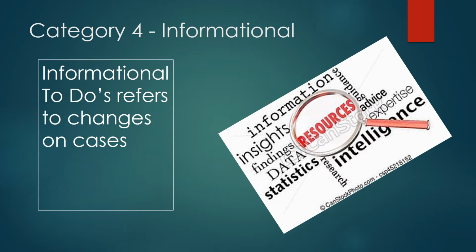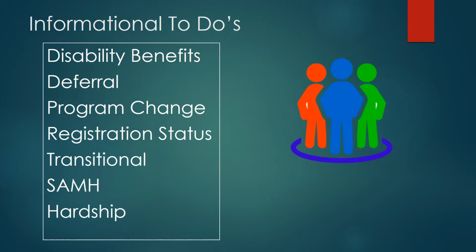Category 4, informational to-dos. This refers to changes on cases in a caseload that do not require a specific action, for example, pending disability benefits or a program change. The informational to-dos cover the largest area of the to-dos in OSST. Informational to-dos usually refer to the changes that are being made to cases and don't always require an action. Let's look at some of the informational to-dos that staff might be receiving while working in OSST.